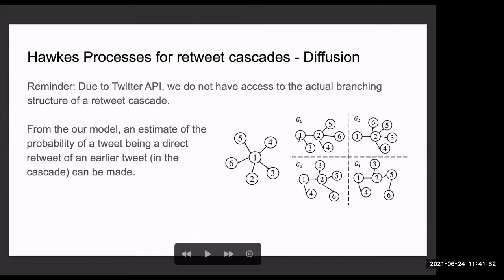But what could actually be happening is that we have an original tweet, a retweet, and then from this retweet, we have other retweets of that retweet. This we do not know, but this is how things actually are. The good thing with the Hawkes process is that we can estimate a probability of how this branching structure actually looks.